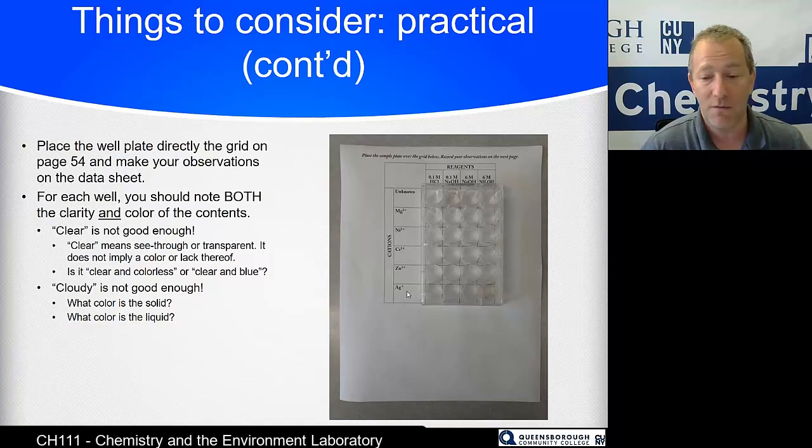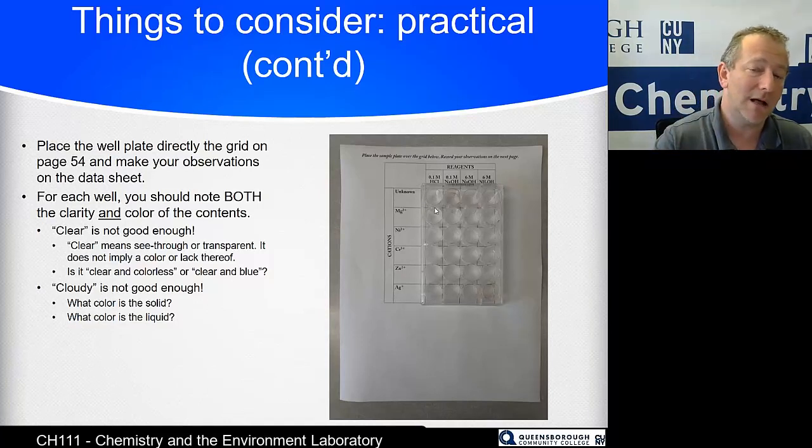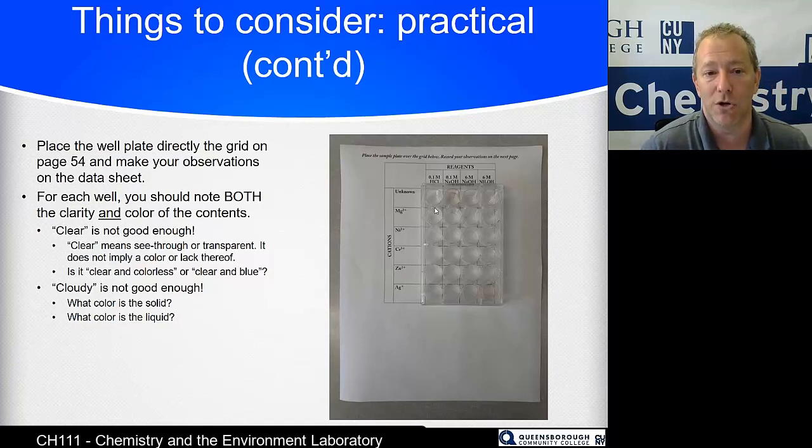And really what you're looking for is, does the zinc match your unknown? Then your unknown contains the zinc cation. Does the silver match your unknown? Then your unknown contains the silver cation. That's it. It's a relatively simple lab. The challenge for you here is to make sure that you make good observations.